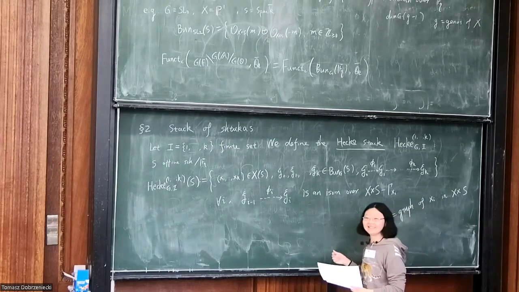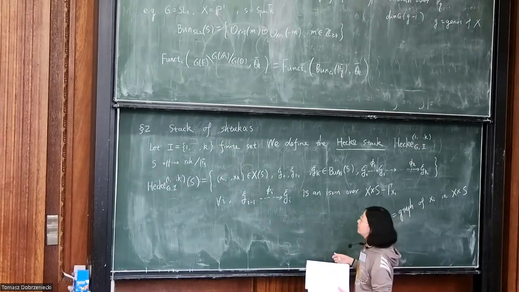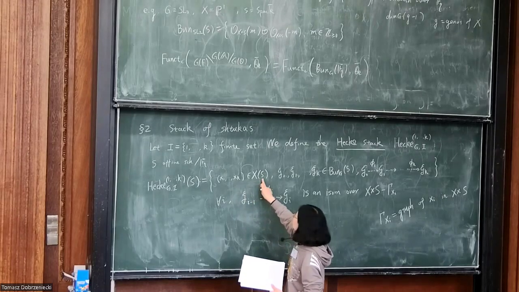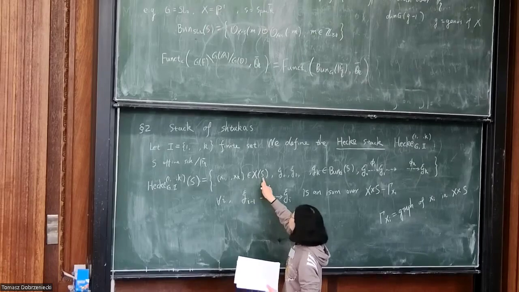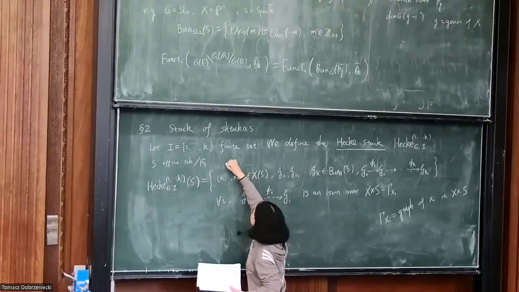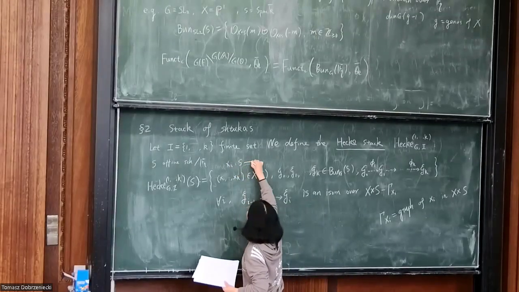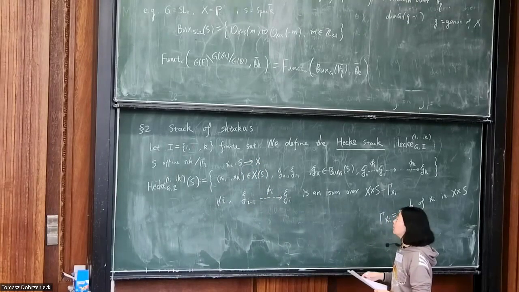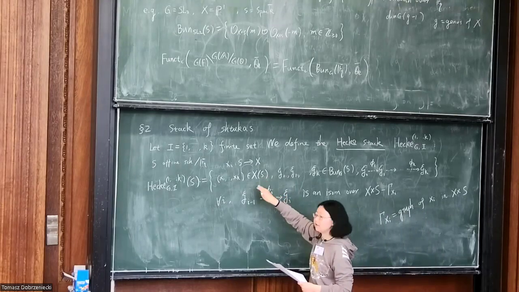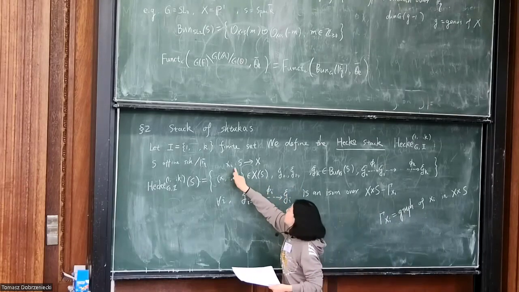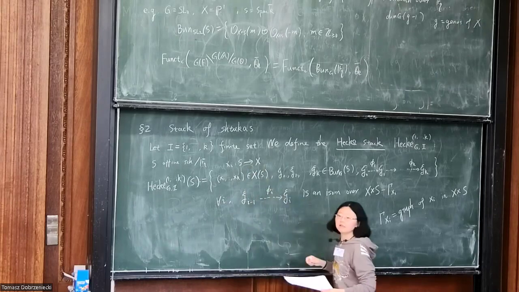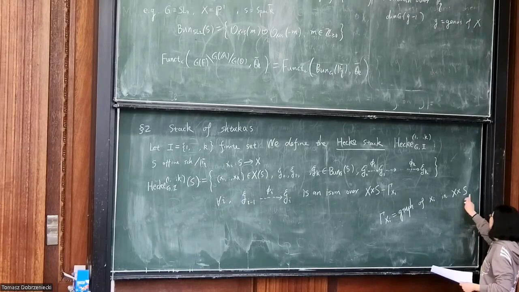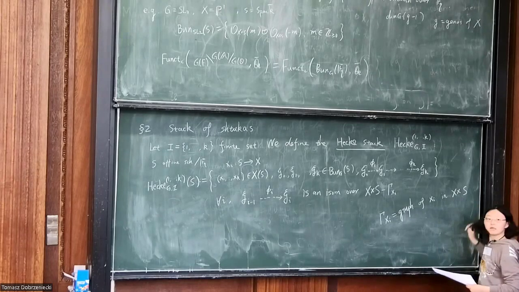So what are the questions? x_1 to x_k should be points of X^k, the product of X. So these are S-points of the curve, which means each x_i is a map from S to X. It's the notation I use. So each x_i means a map from S to X, and its graph is a closed subscheme.